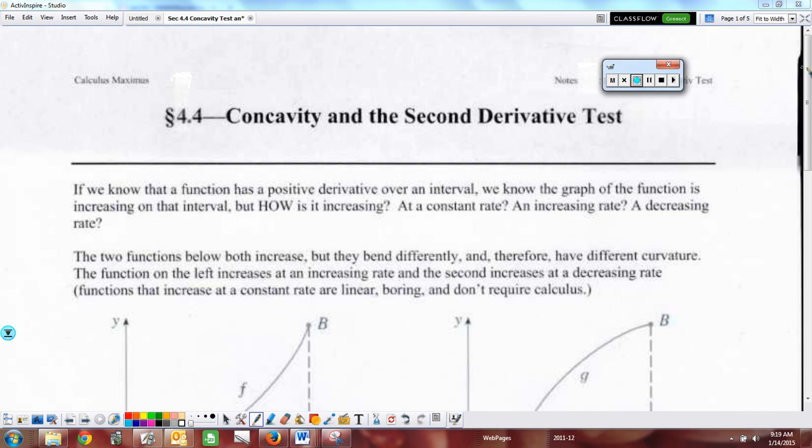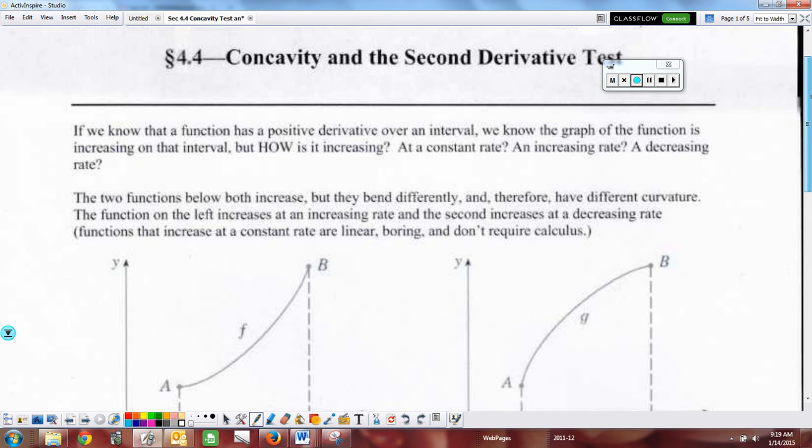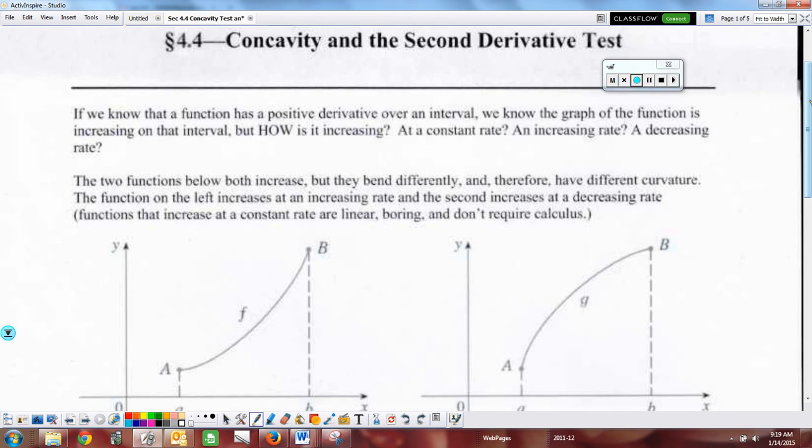So, kind of reviewing what we've been talking about so far, if you know that a derivative has a positive value, then you know the graph of the function is increasing. Okay? And if the derivative is negative, then the original function would be decreasing. But what we want to know beyond just the fact that it's increasing or decreasing is how it's increasing.